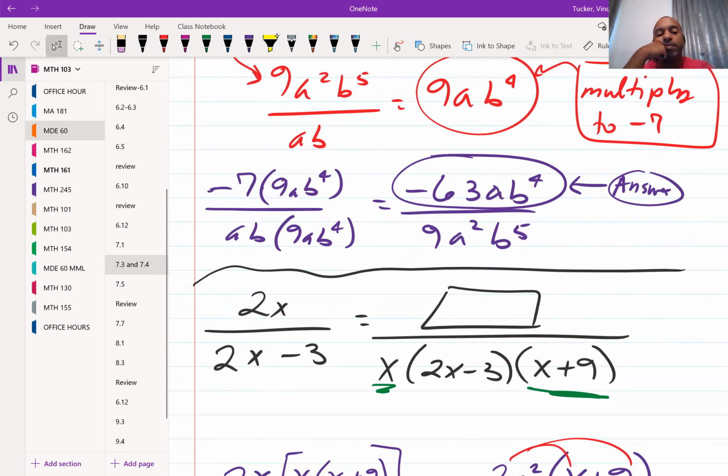So next one, same thought process. We have 2x over 2x minus 3. Then on the bottom, notice we have x times 2x minus 3 times x plus 9. And we want to know what we will put in the numerator.